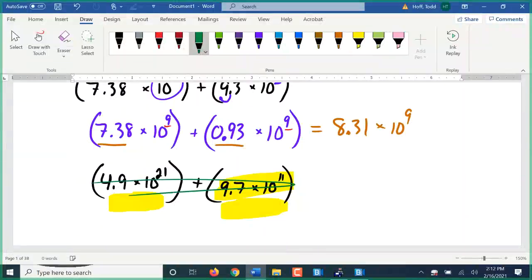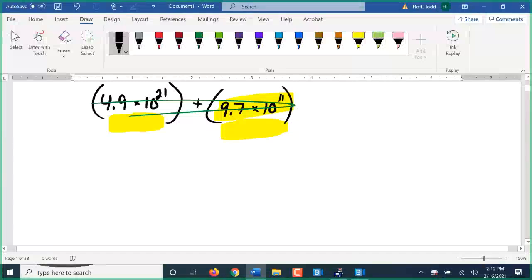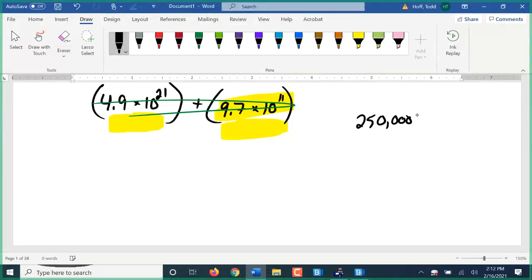I was just trying to clear that up. That's a good question. It's just because of such a difference in size. It's like having 250 million plus 2 cents. The 2 cents is so small compared to the 250 million, it doesn't really matter.